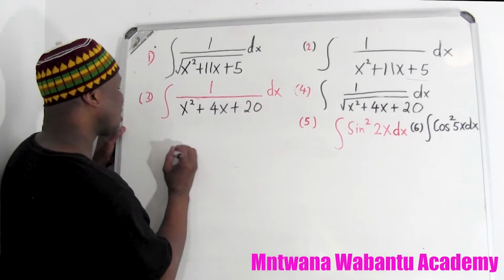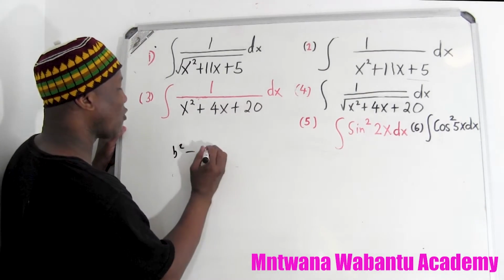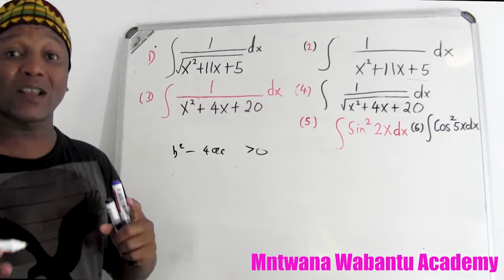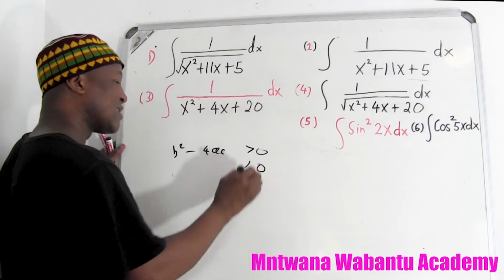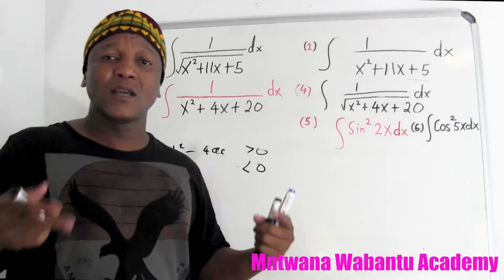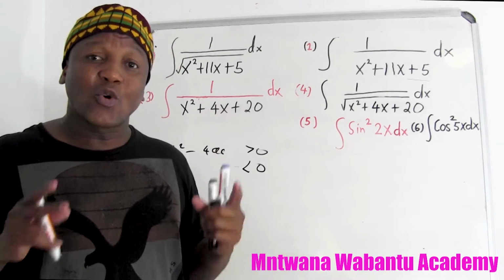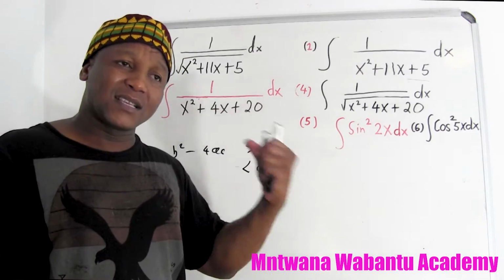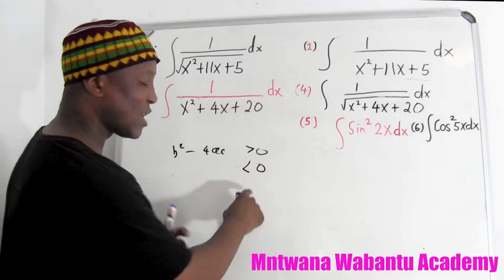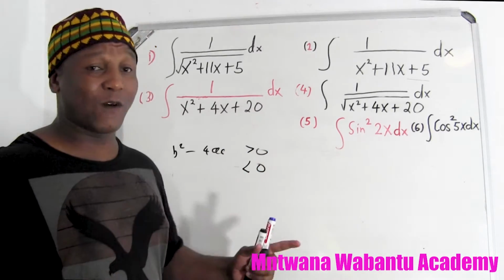How? The root of a quadratic equation, you test it by b squared minus 4ac. If this value is greater than 0, then you can factorize. But if this value is less than 0, then you cannot factorize. You can, but by complex factorization. You don't need that because this is not complex integration. So if it's less than 0, then do not factorize. You just know, okay, I can factorize here.